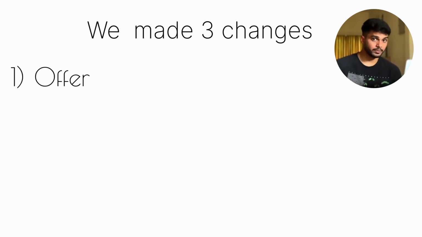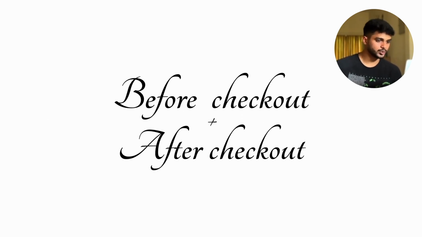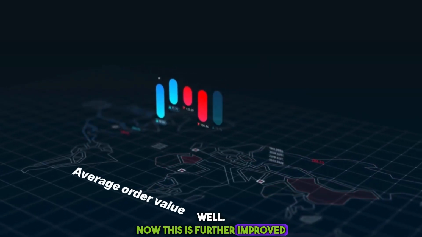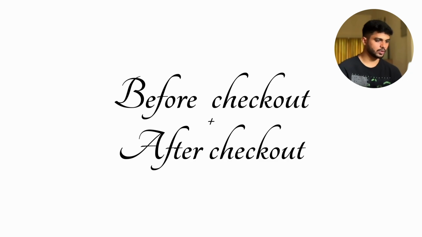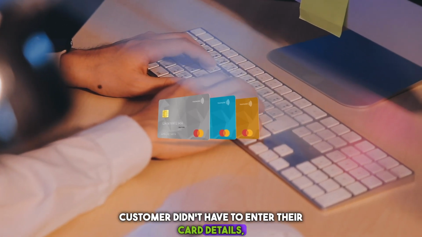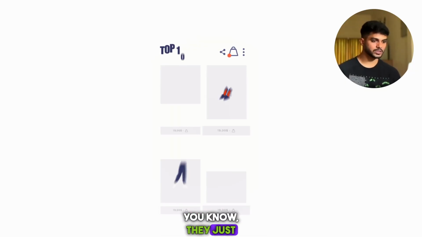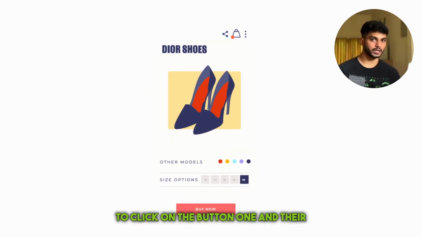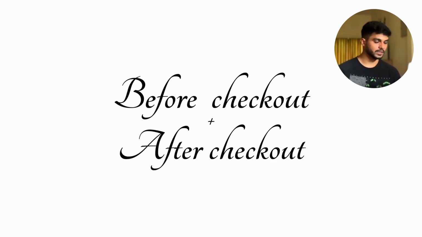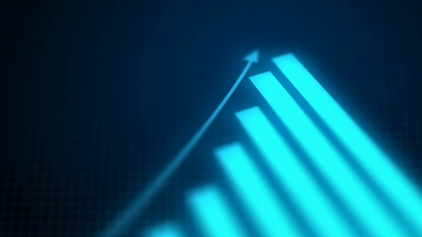Now the next change we made was introducing upsells. We introduced both before checkout, that is your pre-purchase upsell, and after checkout, your post-purchase upsell as well. Now this further improved our average order value because all of these upsells were one click, especially the post-purchase upsell. So the customer didn't have to enter their card details or their address again. They just had to click on the button once and the card that was on file was charged, and the order was added. So this reduced the friction in the buying process, and it further improved our whole revenue.